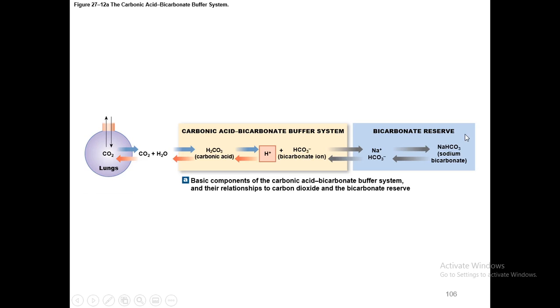Then we have the bicarbonate reserve here. So we have sodium ions that are going to interact with the bicarbonate ions, and that gives us sodium bicarbonate. So it provides a reserve: when the bicarbonate ions are needed, they can be released from the sodium bicarbonate to be used here in the buffer system. Notice that we're going in this direction now. So the bicarbonate ion is released, that reserve is released, and that's going to take up the hydrogen ions, which brings the pH up, making it less acidic by taking up hydrogen ions.